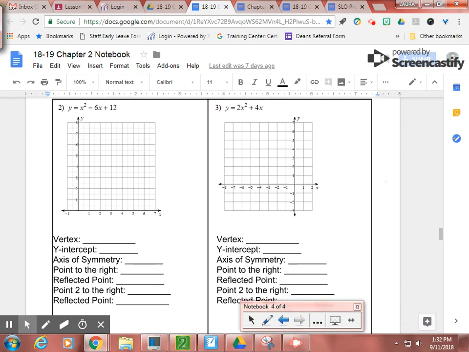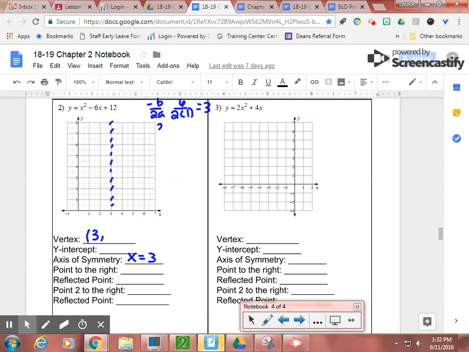So first thing you need to do is find your vertex. So -b over 2a. It's already a -6, so it's 6 divided by 2 times 1, which is going to give me 3. So that's the first part of my vertex, 3. And what you also know is your axis of symmetry is going to be at x equals 3. So I can go ahead and put my dotted line going through there.